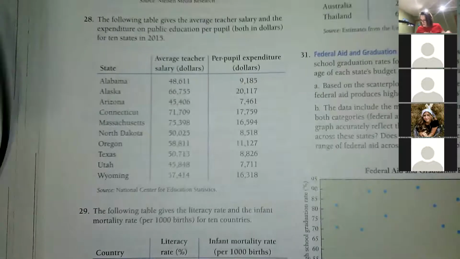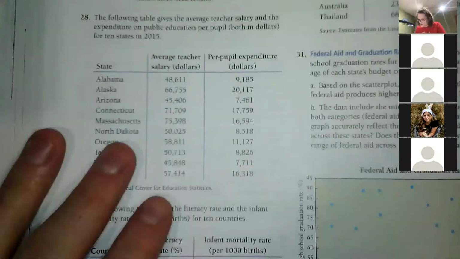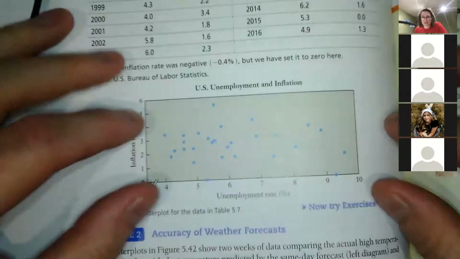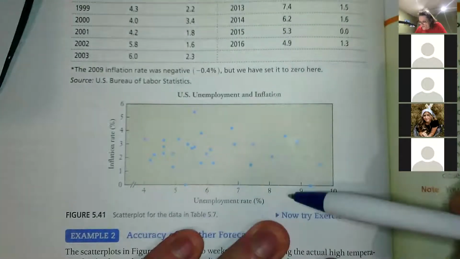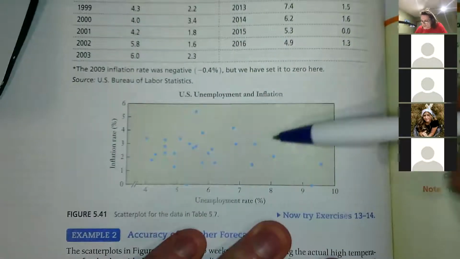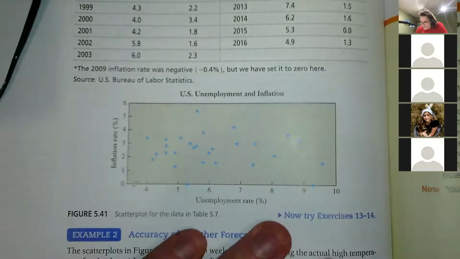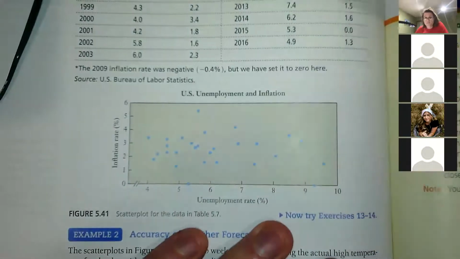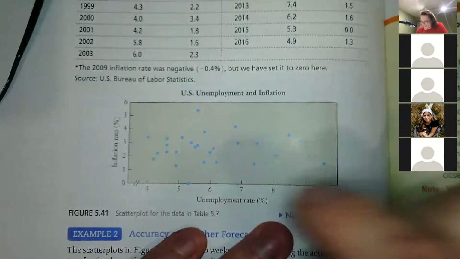Before we get into that, I should show you an example. There are more examples in our textbook, but this one has nice pictures. So here's an example of a scatter plot. On the one axis, we have one variable, and on the other axis, we'll have another variable. In this case, this is a scatter plot of U.S. unemployment and inflation. So you'll find the inflation rate and the unemployment rate, and you can look for trends and patterns. In this case, it's just a bunch of dots.